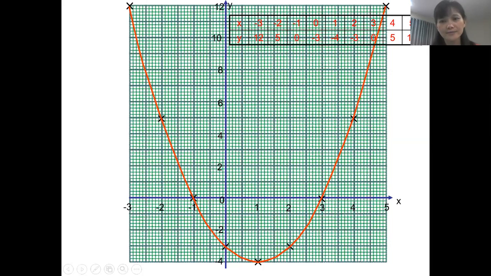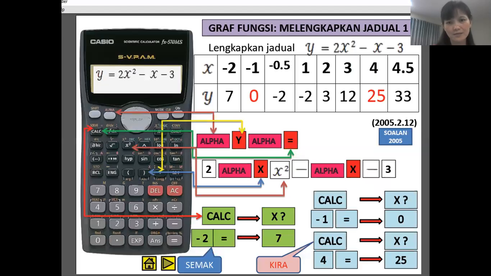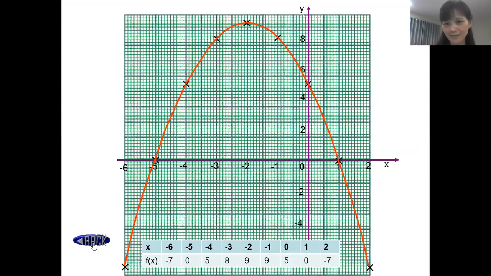Now, boys and girls, can you try these questions on your own? Okay, you may try this question on your own by calculating each of the values of f(x). Then using the scale here, you need to draw the quadratic graph. Now, what is the difference between the first graph and the second graph?